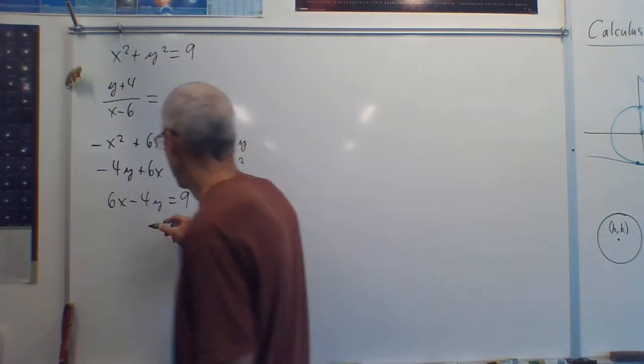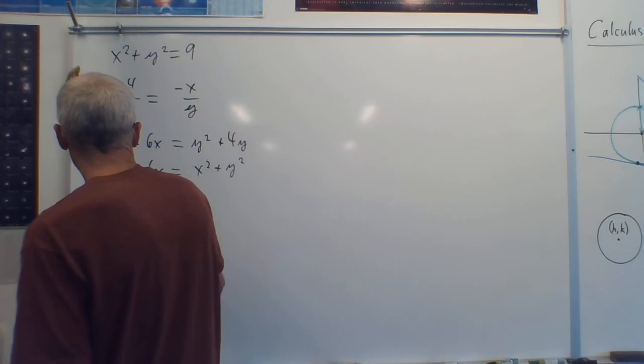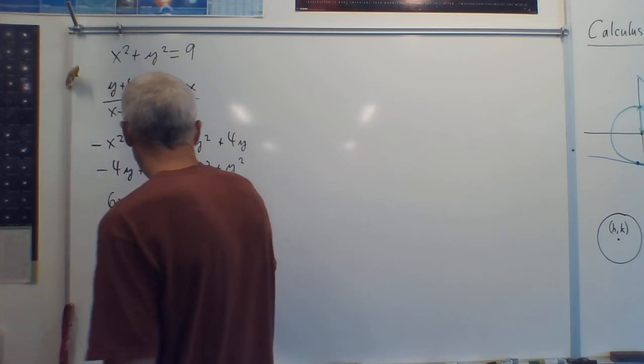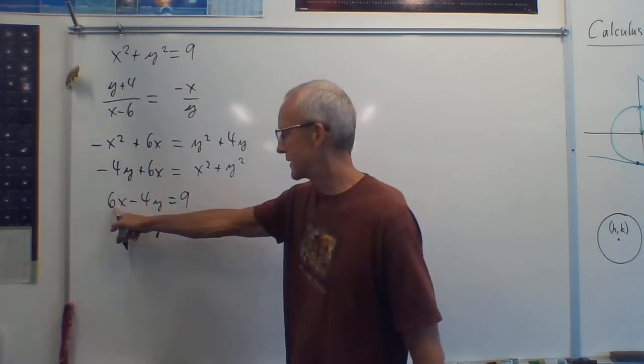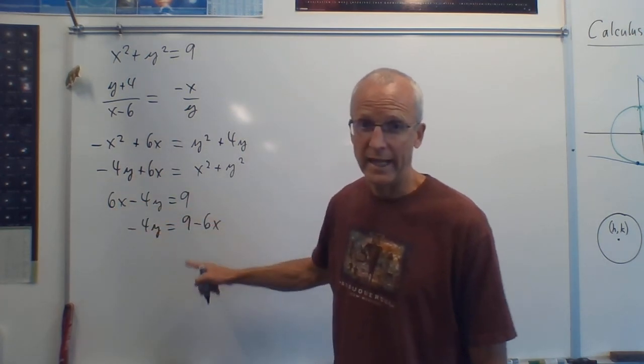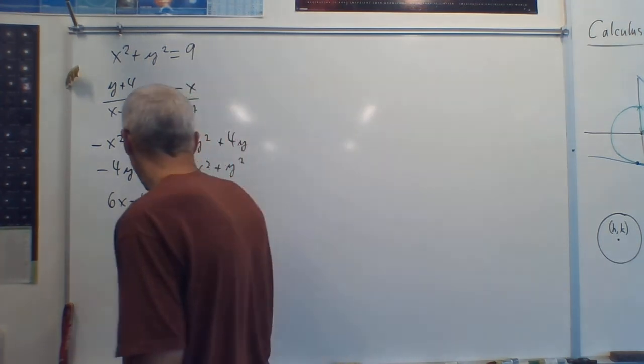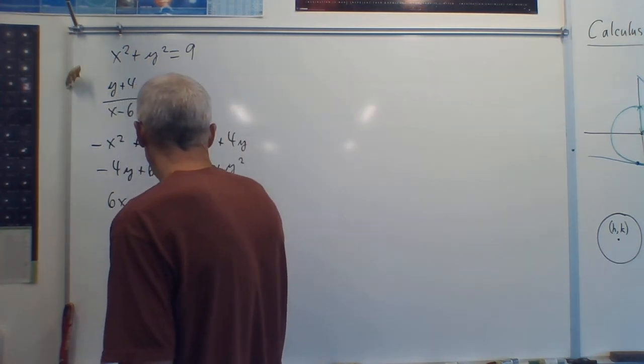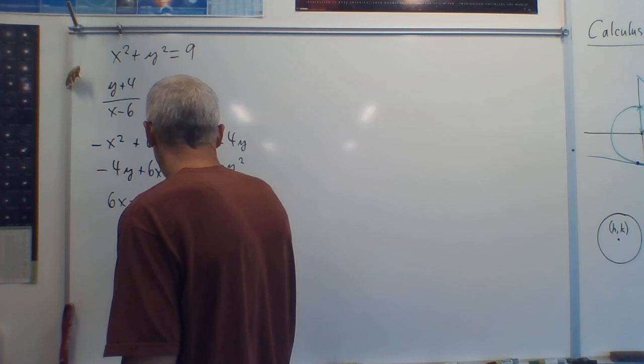So I'm going to make this negative 4y is equal to 9 minus 6x. Put the 6x over here, and we have the negative 4y. Divide both sides by negative 4. So y is equal to (9 minus 6x) divided by negative 4.